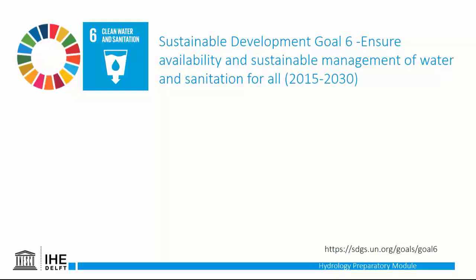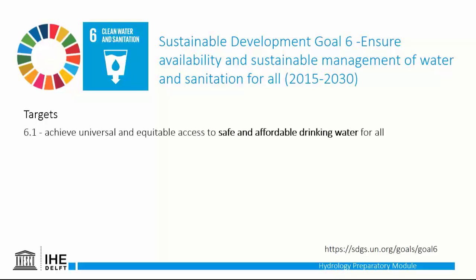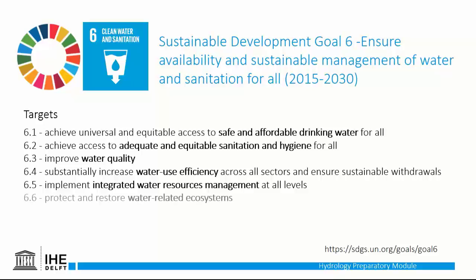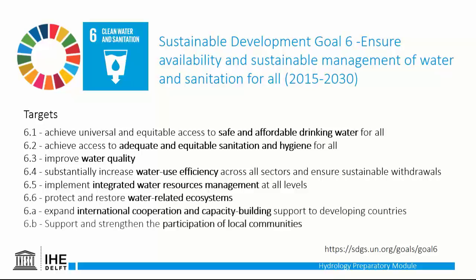As with the earlier MDGs, water is important to achieving many of the 17 SDGs, but issues related to water are focused under SDG 6, which is to ensure availability and sustainable management of water and sanitation for all. There are 8 targets under SDG 6. The first 2 focus on providing safe water for drinking and sanitation. Target 6.3 focuses on water quality and 6.4 on water use efficiency.